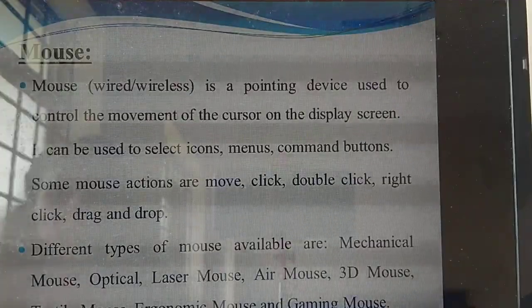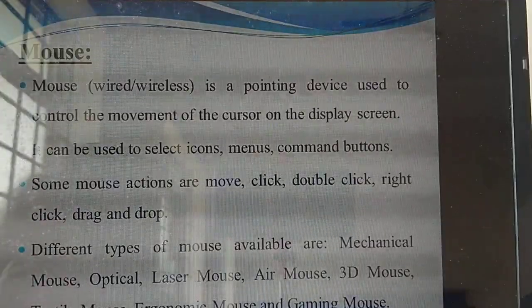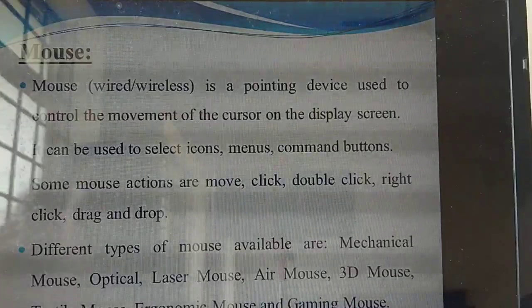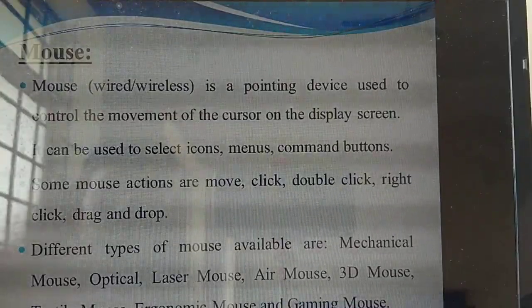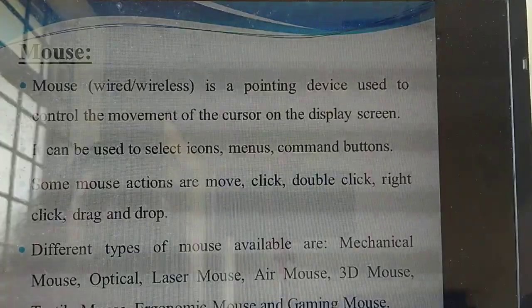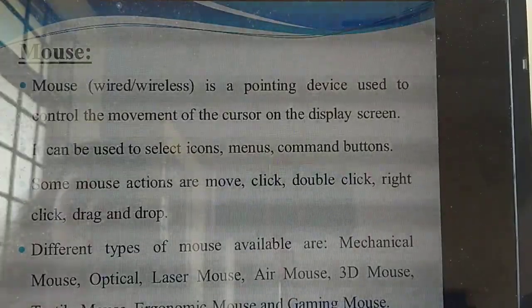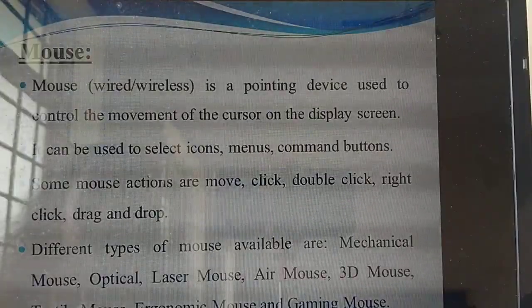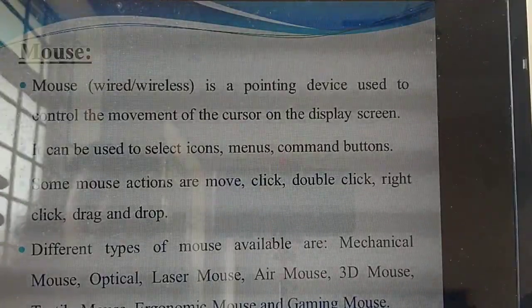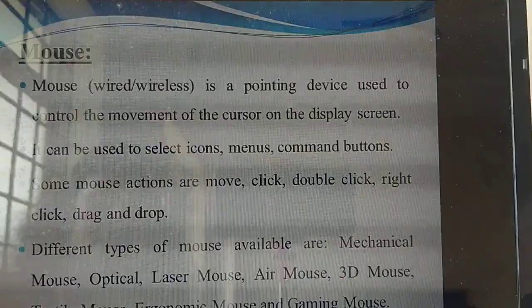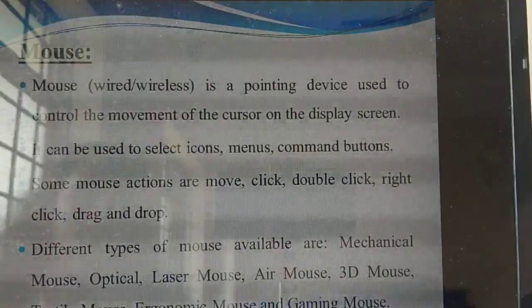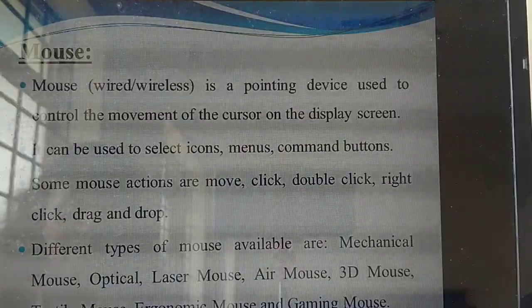So differentiate between keyboard and mouse. The first point is wired keyboard as well as wireless mouse. The keyboard is used for typing characters. The mouse is a pointing device used to control the cursor. What's the use of keyboard? You can type characters and keys. Here the mouse is used to select icons, menus and buttons. What's the use of this mouse? You can move, click, double click, different types. Understand? So by this I am ending this session.